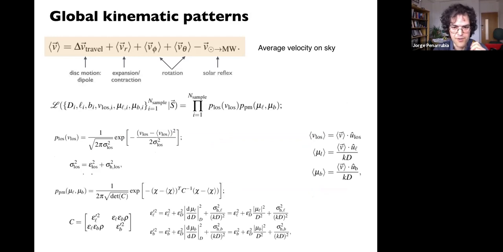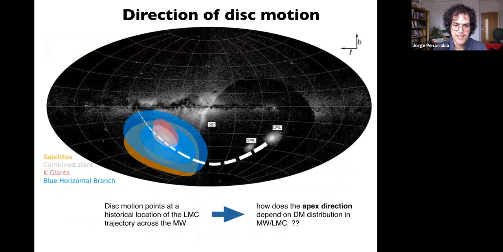This is just the likelihood, how it looks. We can discuss that later if you're interested. This is the results. So a couple of slides more. And we found a measurement. We found that the disk was moving in this direction, which seems to point along the trajectory of the LMC, but in a past trajectory.